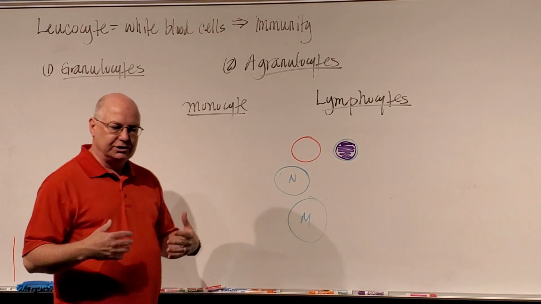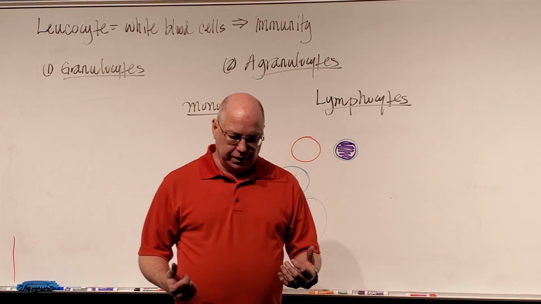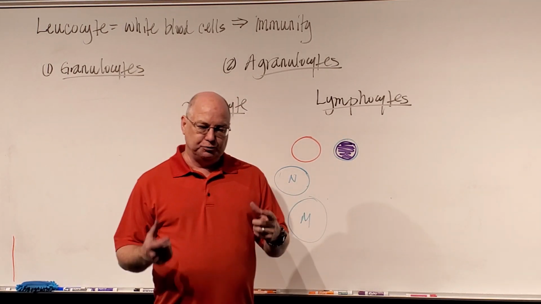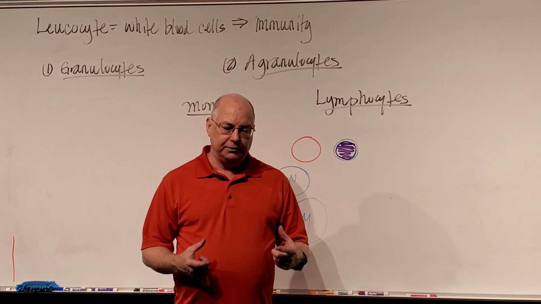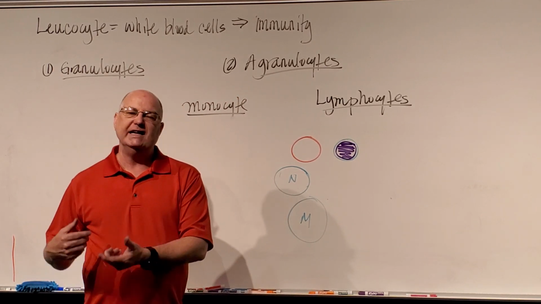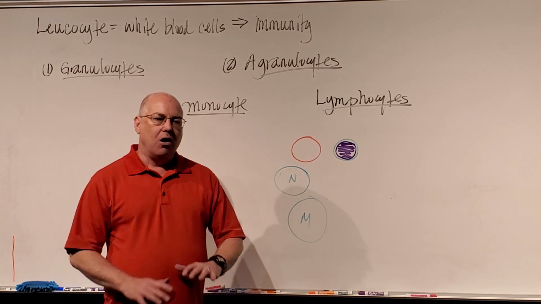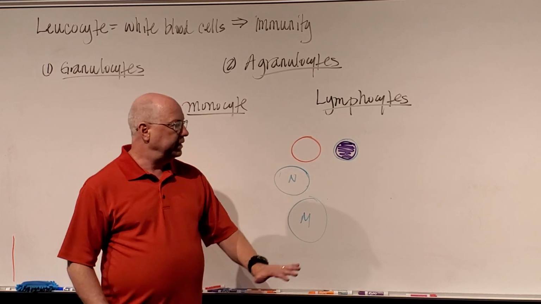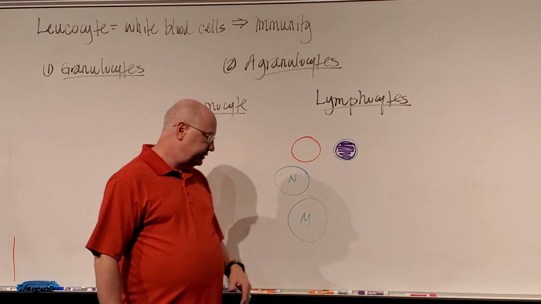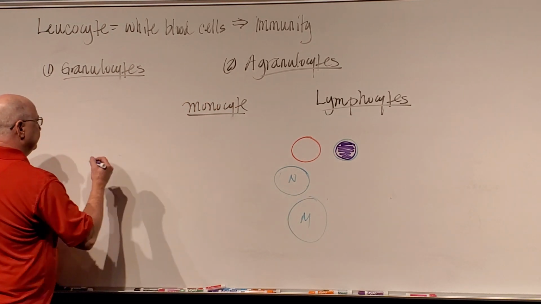Now, one of the things that's in our note set is this. There's two different types of immunity that we're going to talk about. There's specific immunity, or acquired immunity, and then there's non-specific immunity, also called innate immunity. All of the white blood cells that we've talked about, except for the lymphocytes, are part of our innate immunity.